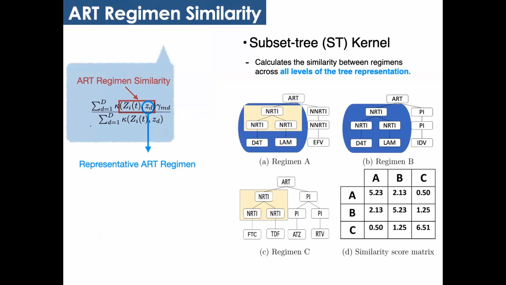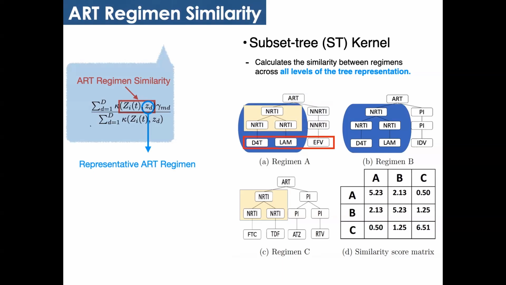The substitute kernel was originally developed in natural language processing, where it was used to represent sequence structures. That is for NLP, but I made a connection: maybe we can use a tree structure to represent a regimen. Here is the way we represent it. The first level is just ART, and the second level represents what drug classes this regimen has. The third level is how many drugs are in each drug class, and the last level is each individual drug.